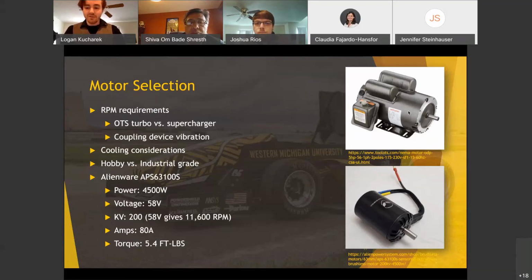For use with the Roadtrack C15, the APS 63100S boasts an impressive 5.4 foot-pounds of torque and is sized slightly above the 3.75 kilowatt requirement at 4.5 kilowatts. Operating with 200 kV, the main operating range is 9,500 to 10,500 RPM, which is the closest available with our load requirements.